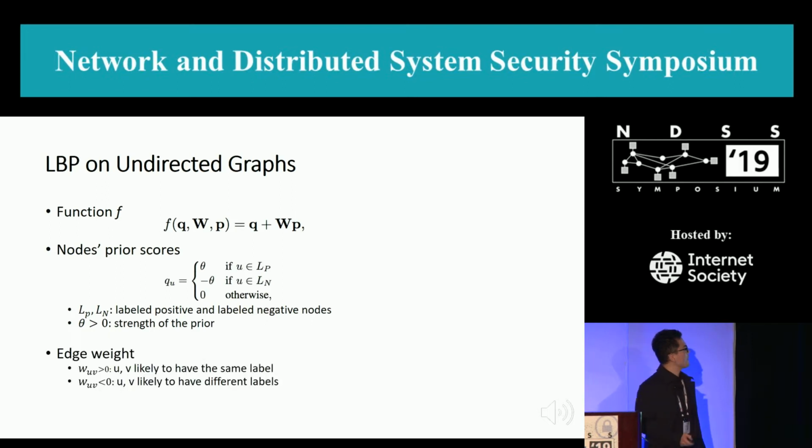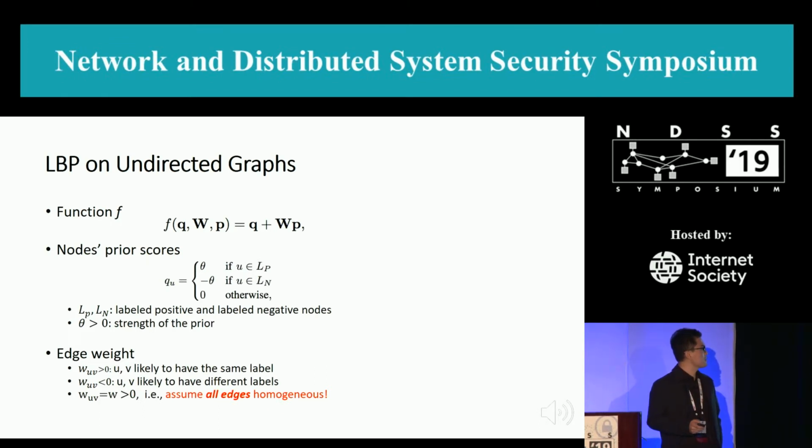And the edge weight basically means the likelihood that the two connected nodes have the same label. If the edge weight is bigger than 0, then the two nodes are likely to have the same label. And if it is negative, then the connected nodes are likely to have different labels. So this is the setup. In LBP methods, the edge weight is always assigned a constant value, and that means we assume that all edges are homogeneous.